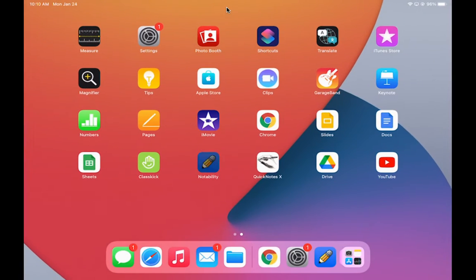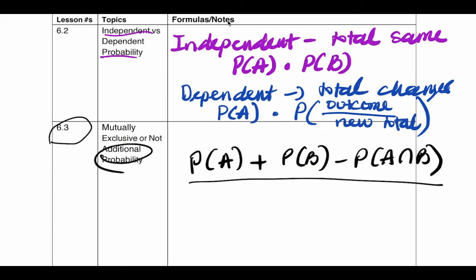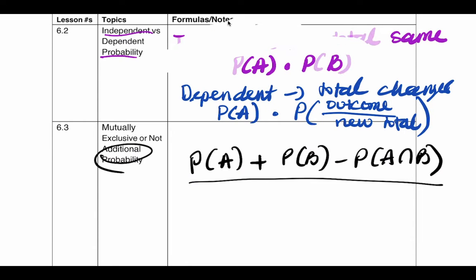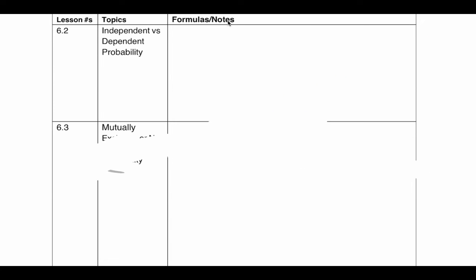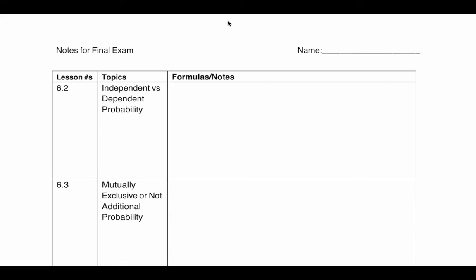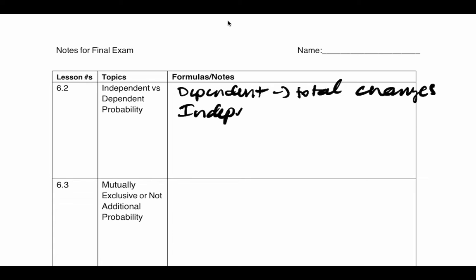Like I said, for this one, I'm going to delete everything. So this is where you will have your notes. You can go over here and write that down. Independent, dependent. So you can write: dependent, when the total changes. Right? Independent, the total stays the same.